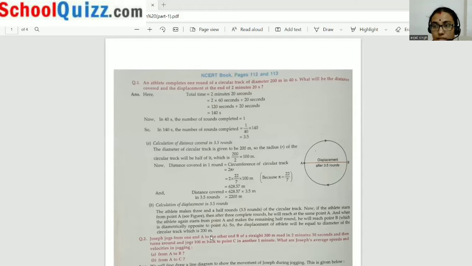So I think that is clear to you. First, you have to find how many rounds. So that will be 3.5 rounds. Distance, you will find for the whole circle, that will be 2 pi r. Okay, and multiplied by 3.5, you'll get the value.